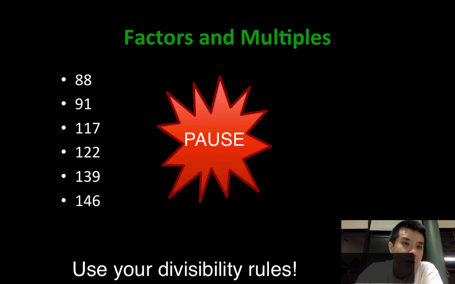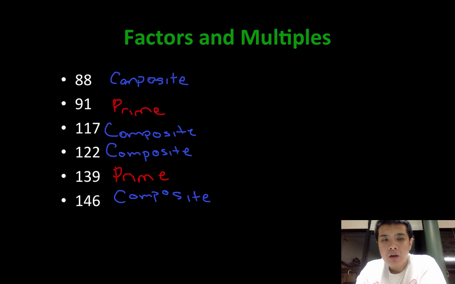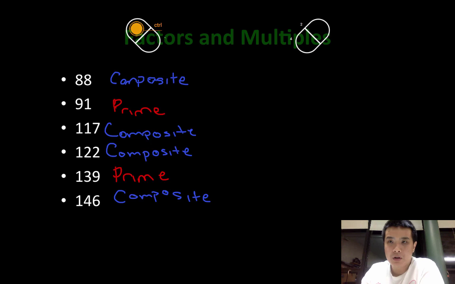I want you to take a look at this list and try to identify the prime and composite numbers in here. Using our divisibility rules, we can take out any of the even numbers such as 88, 122, and 146. We can also take out 117 because it is divisible by 3. The other two, 91 and 139, are prime numbers.